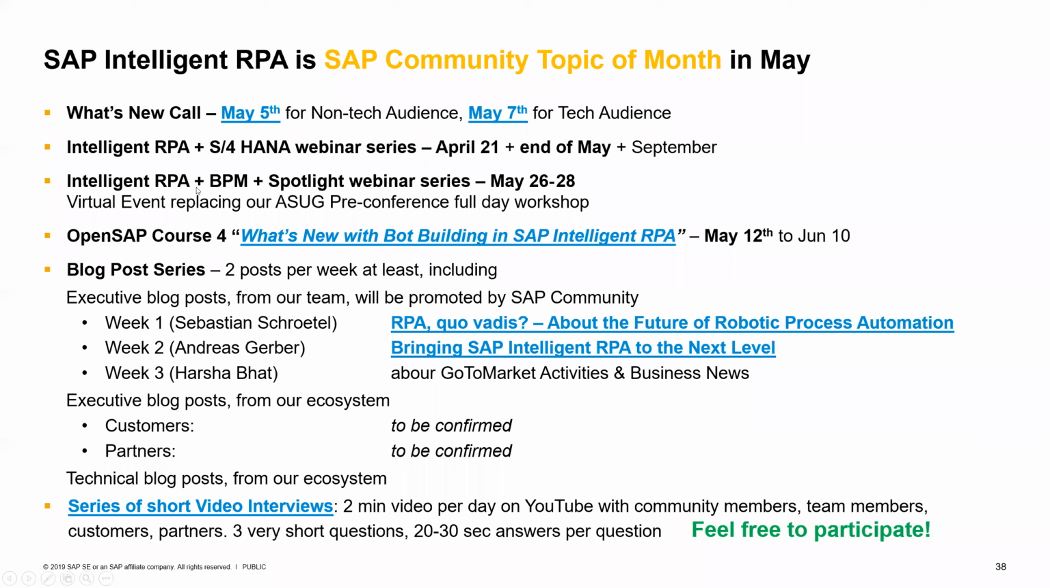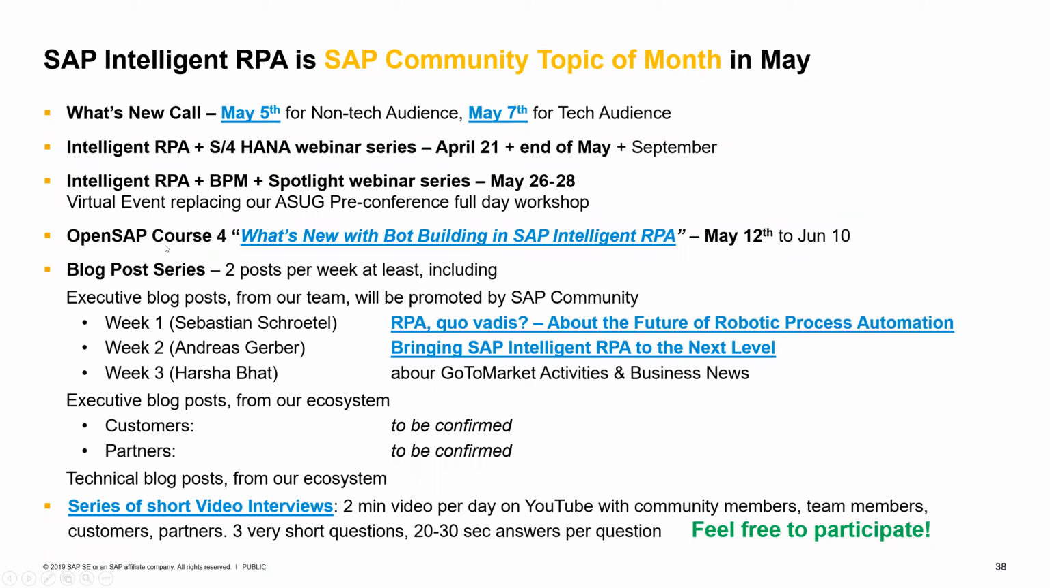We will also have a series of webinars with our colleagues from the business process management team and with the Spotlight product. It's about telling global digital process automation stories with RPA, BPM, and Spotlight for user behavior discovery. And this series of webinars is replacing a pre-conference we had to do at ESUG before Sapphire, which has unfortunately been canceled. As I told you already, the fourth openSAP course will start next week.